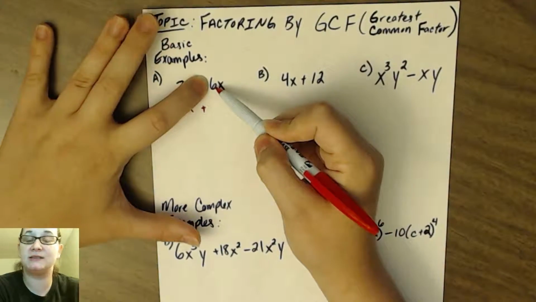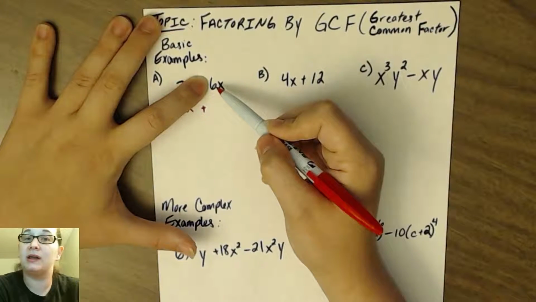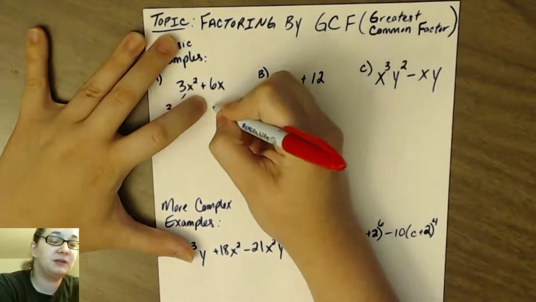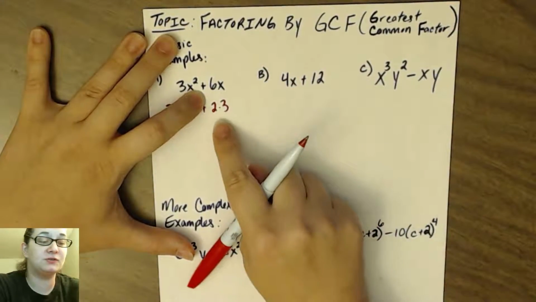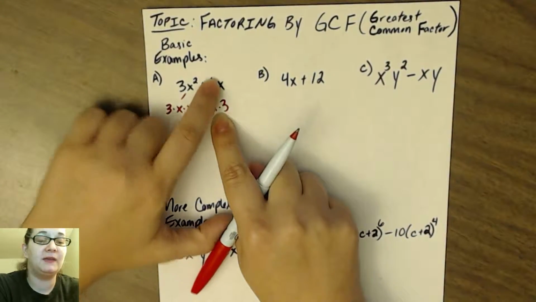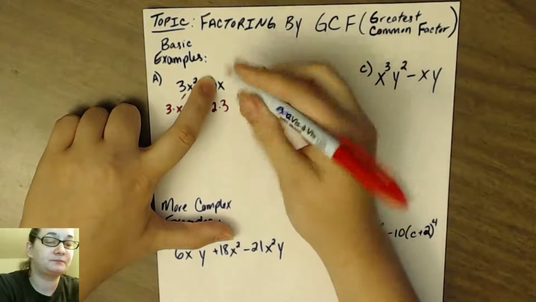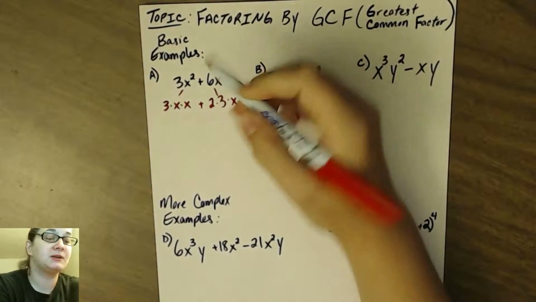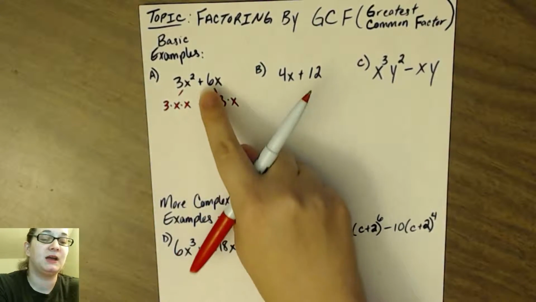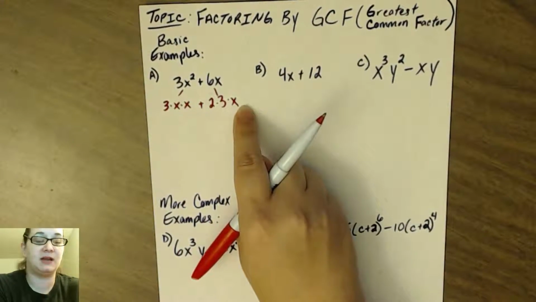So 6 is not prime. I can break it down further. 6 is really made up of a 2 times a 3, and those are both prime factors. And then there's an x, and that's the variable. So I've broken the 3x squared into 3xx, and the 6x into a 2 times a 3 times an x.